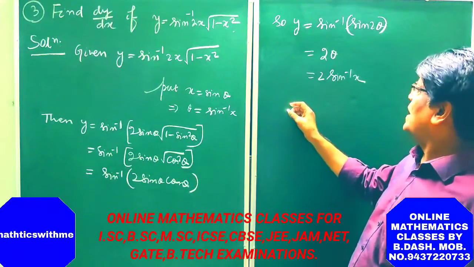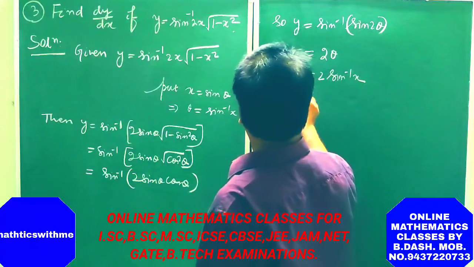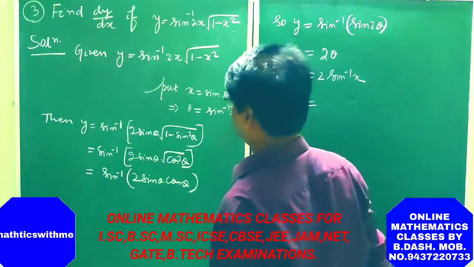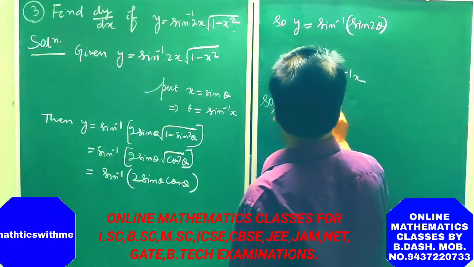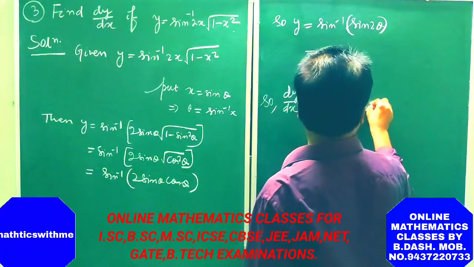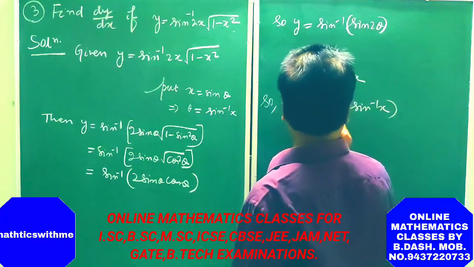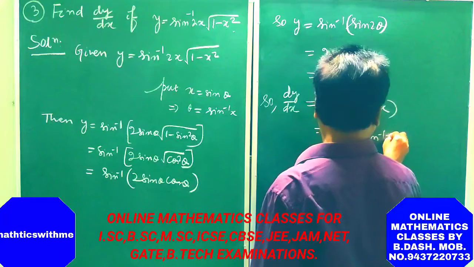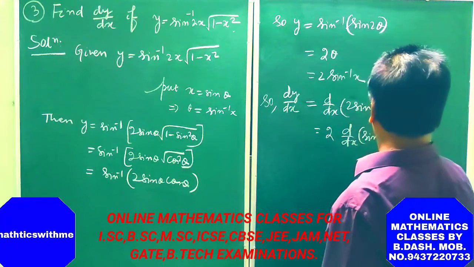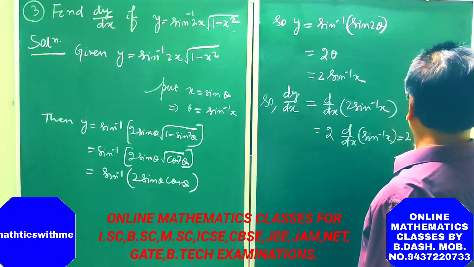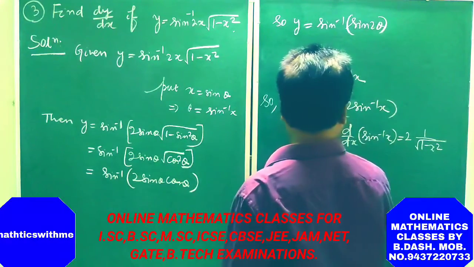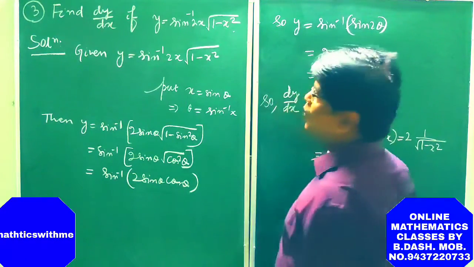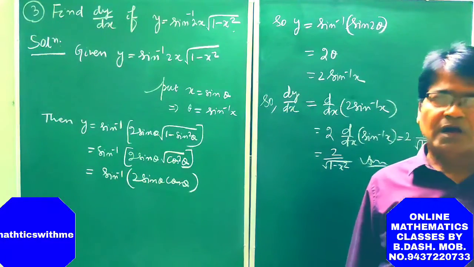Now y is equal to 2 sine inverse x. Now dy by dx is equal to d by dx of 2 sine inverse x, which is equal to 2 times the derivative of sine inverse x. This is equal to 2 times 1 by square root of 1 minus x square. This is equal to 2 by square root of 1 minus x square. Answer. So our third problem is solved.